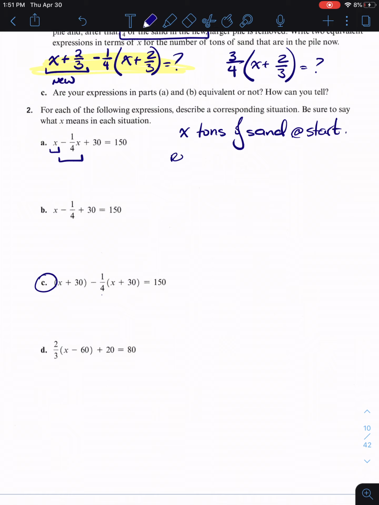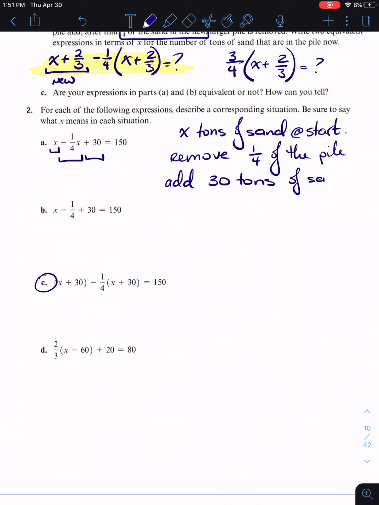We're going to remove a quarter of the pile, because that pile was X tons. And then we're going to add 30 tons of sand. And what's left is 150 tons. Okay, so that's what we have.